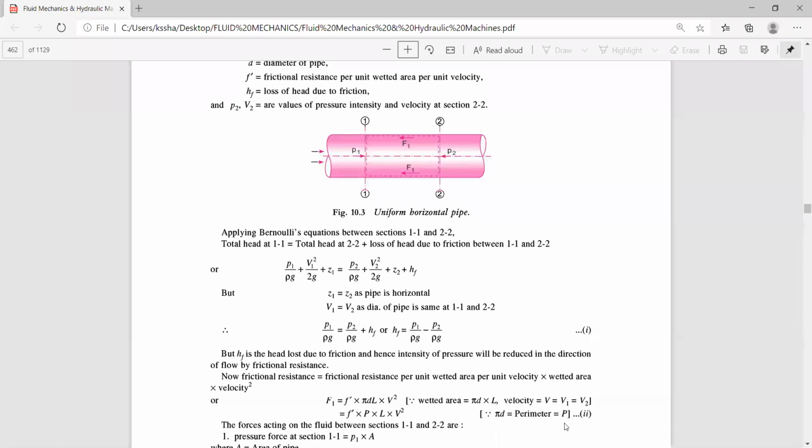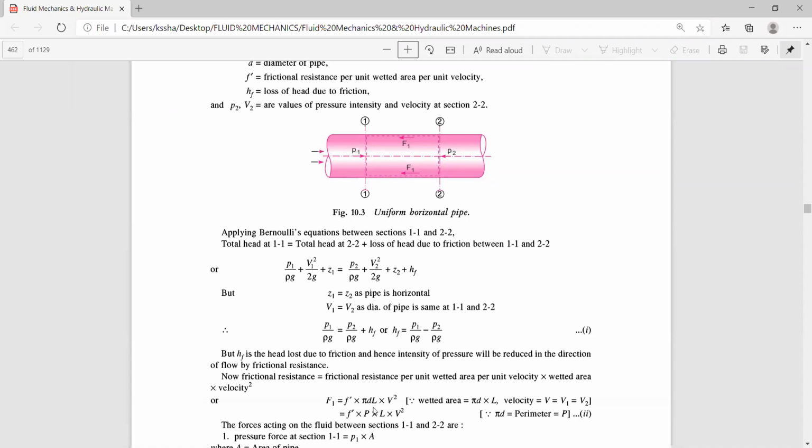So from here to here you have to remember for the exam. How will you remember? Frictional resistance F1 is equal to the product of F dash into pi D L into V square. What is F dash? Frictional resistance per unit wetted area per unit velocity. Next, how will we calculate the wetted area?